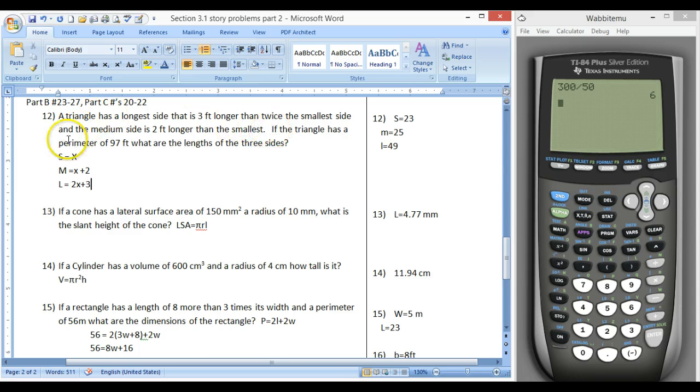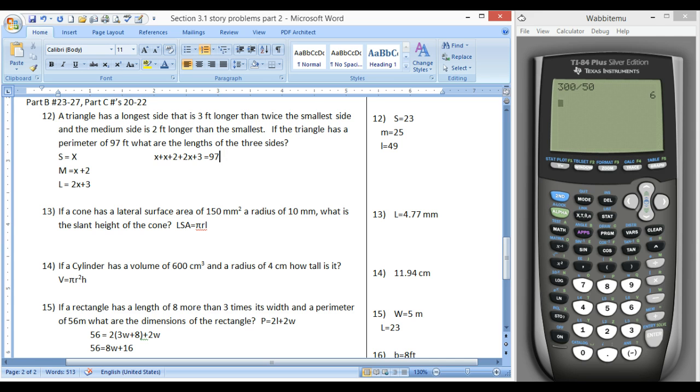Now let's continue. If the triangle has a perimeter, how do we find perimeter? Well, we add all the sides together. So I'm going to add small, medium, and large. The small length of the triangle is x. I need to add that to the medium, which is x plus 2. And then add that to the long, or the longest side, which is 2x plus 3. There we go. So now if I add all the sides together for the perimeter, it tells me that it should equal 97 feet.